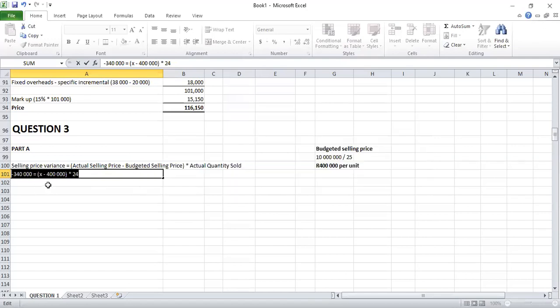I think we have to put it the other way around so that Excel can take it. Let's start with the other side. We can say X minus 400,000. I started with the other side of the equal sign. Multiplied by 24 would be equal to negative 340,000.